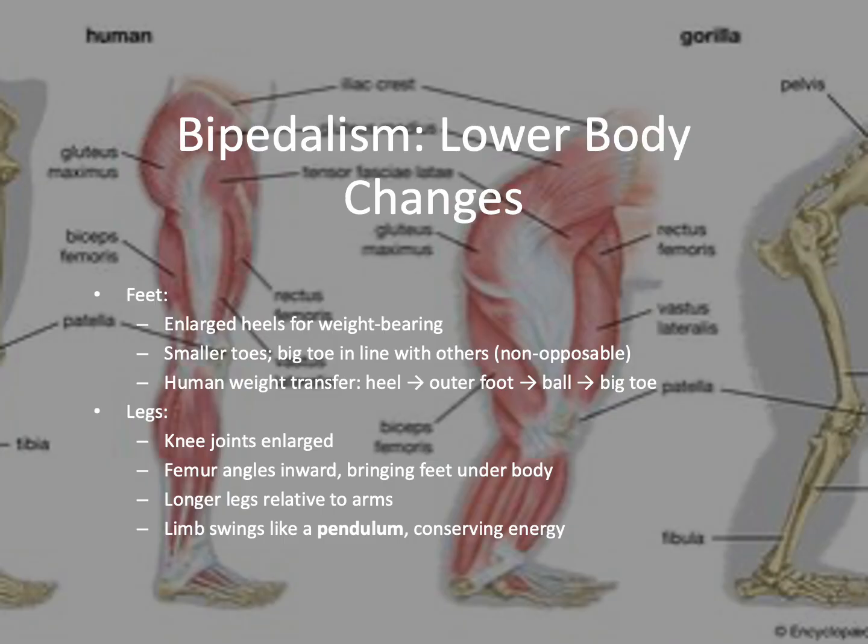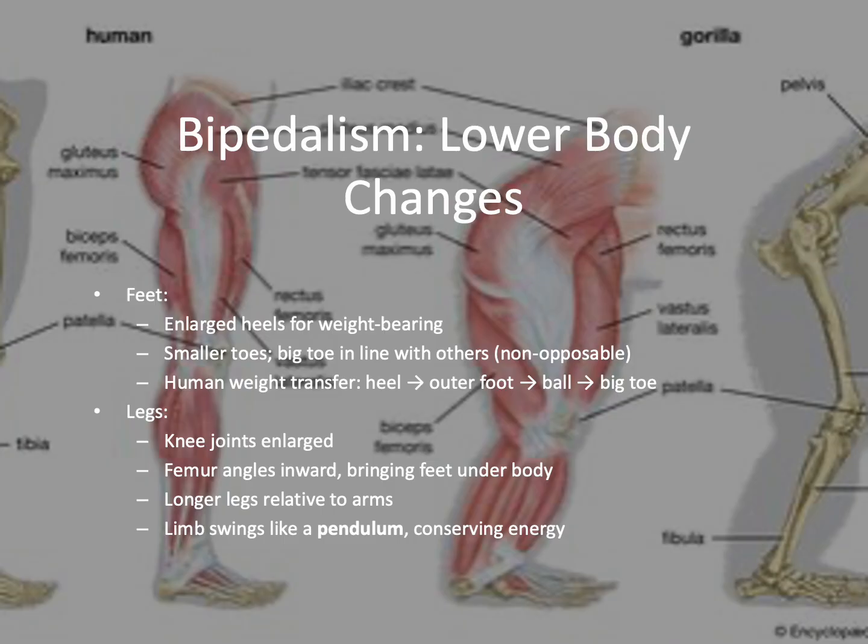In bipeds, the legs are longer relative to the arms, which gives us a longer stride and makes walking a lot more efficient. The femur, or the thigh bone, angles inward from the hip to the knee. This inward angle brings the knees closer to the midline of the body, so that when you walk, your feet land more or less under your center of gravity, instead of way off to the side. That alignment is crucial for balance.